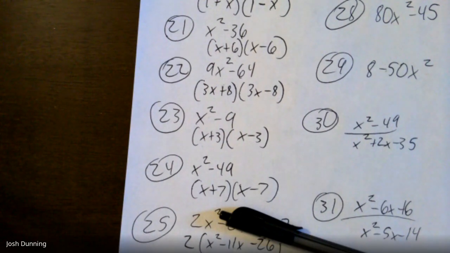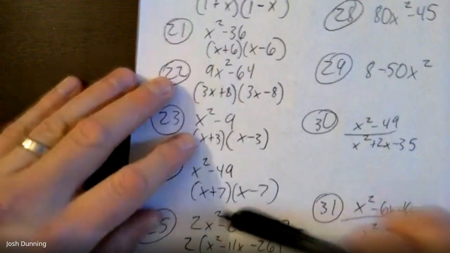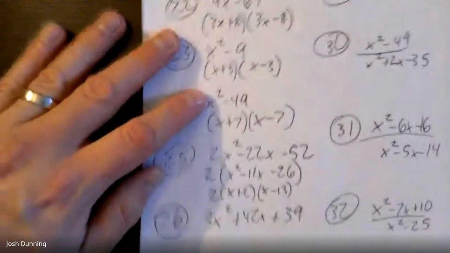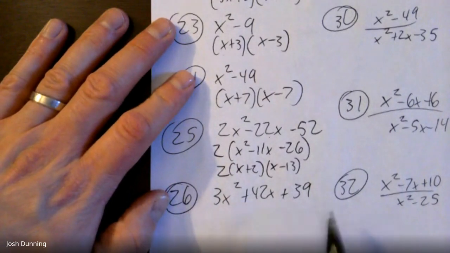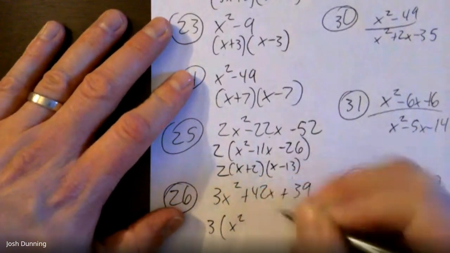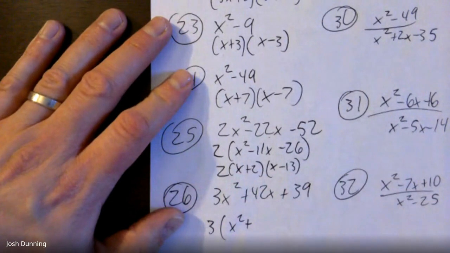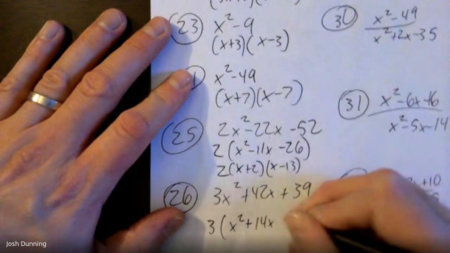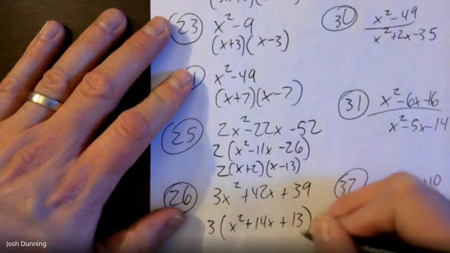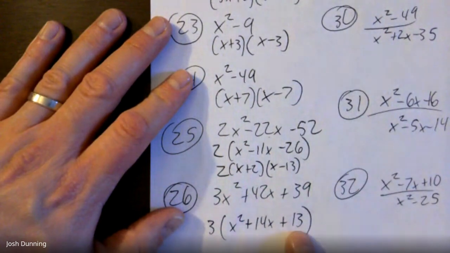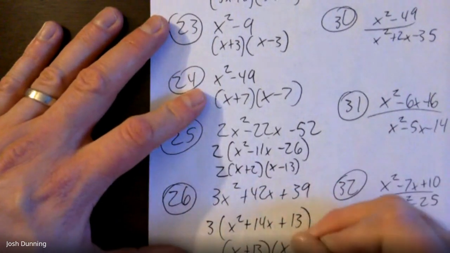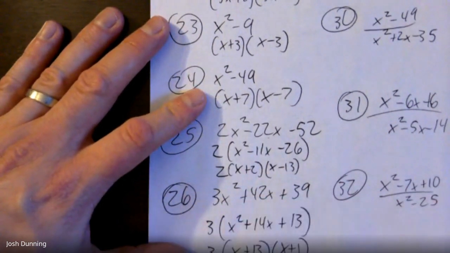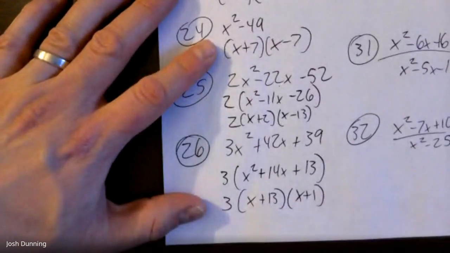All right. Now 26. We can divide those all by 3. 42 divided by 3 is 14. 39 divided by 3 is 13. 13 times 1 is 13. 13 plus 1 is 14. Bring the 3 down. Oops. Done.